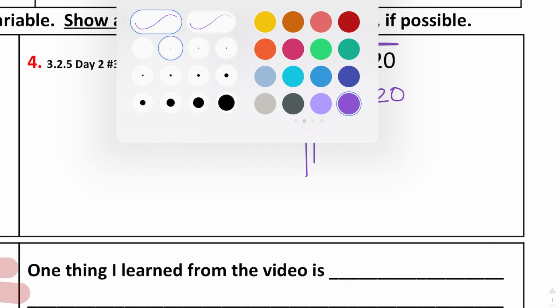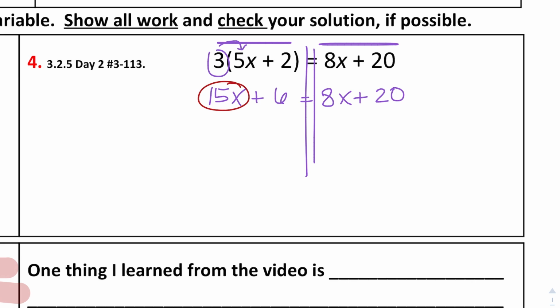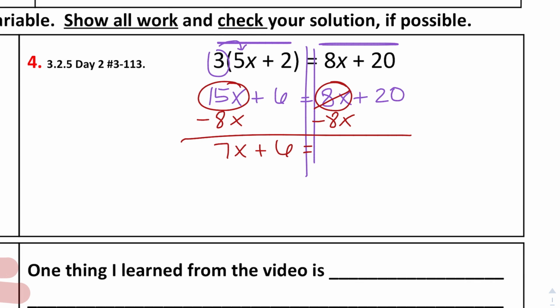It looks like we have like terms on both sides. We can subtract 8x from both sides. I'm going to go ahead and just subtract 8x. And that gives me 7x plus 6 equals no more x's on the right, leaving me with 20 on the right. Okay, next step should be removing 6 positives from both sides.